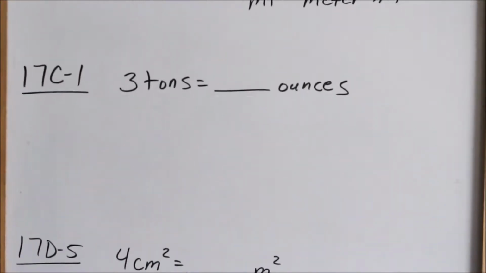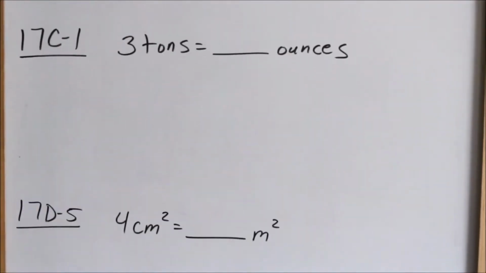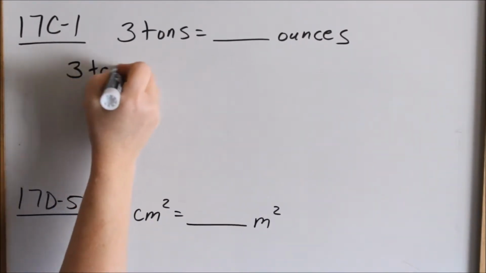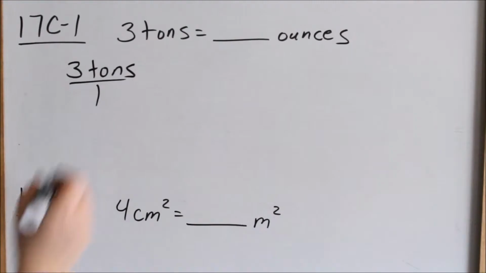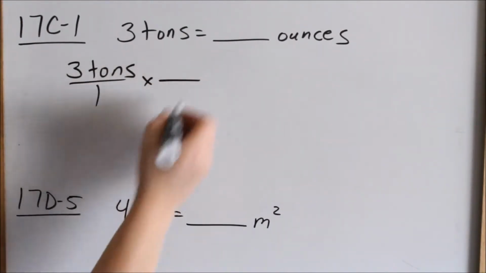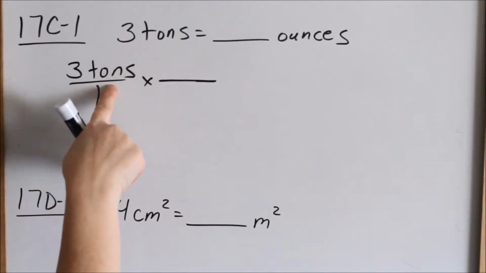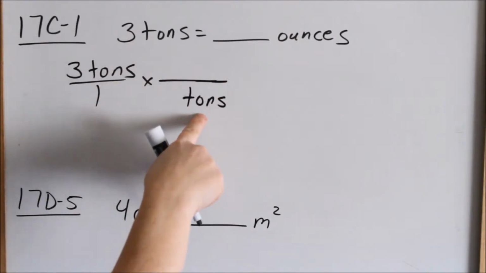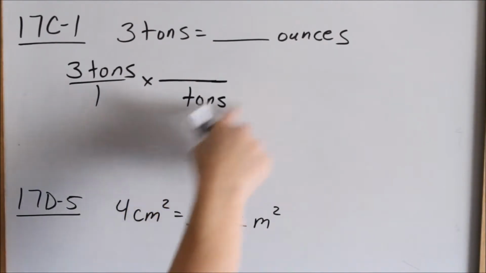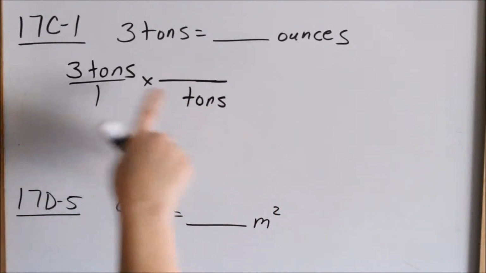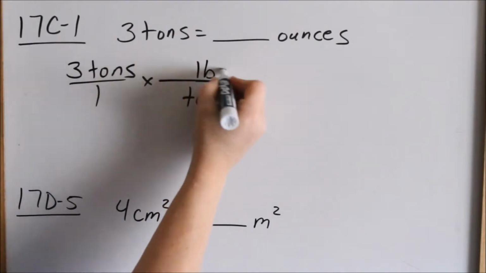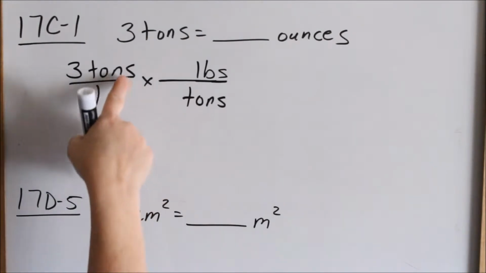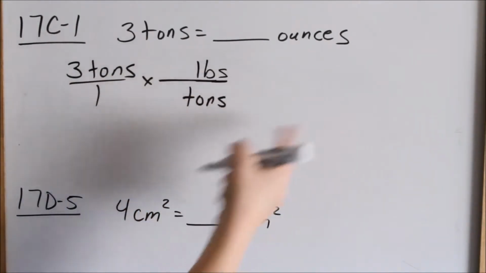Alright, now we're going to be looking at 17C number 1. We're going to convert 3 tons into ounces. So again, I recommend whatever you're starting with, turn that into a fraction because you're going to multiply by a conversion factor. I want to get rid of tons, so tons needs to be in the denominator here. Most people don't know how many ounces are in a ton, but I do know how many pounds are in a ton. And again, if you don't know, you can look in the back of the book. So I'm going to convert from tons to pounds and then pounds to ounces.